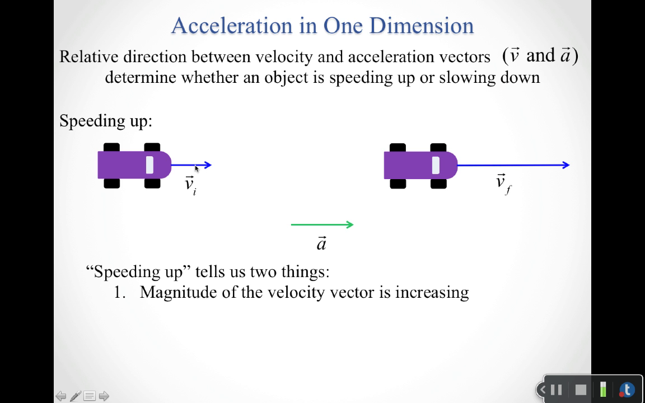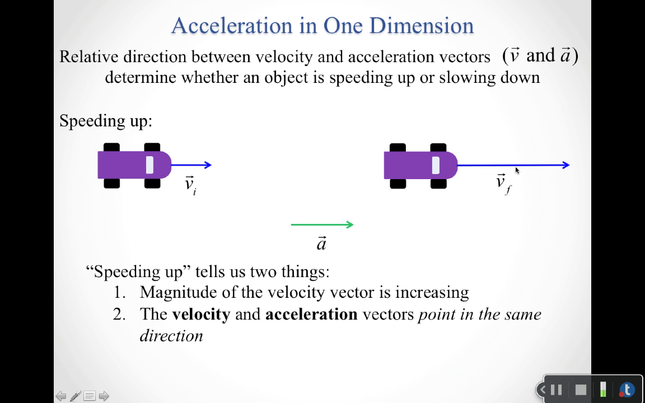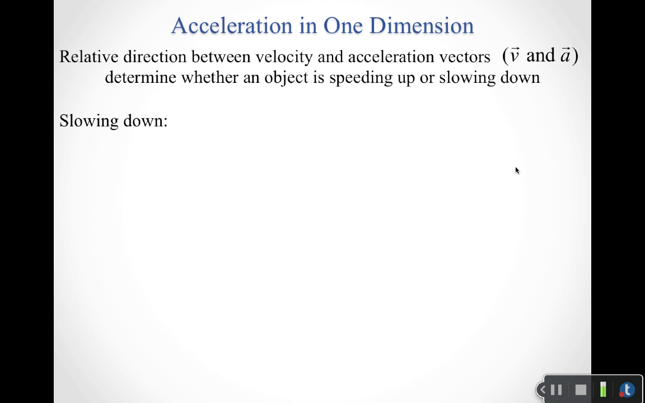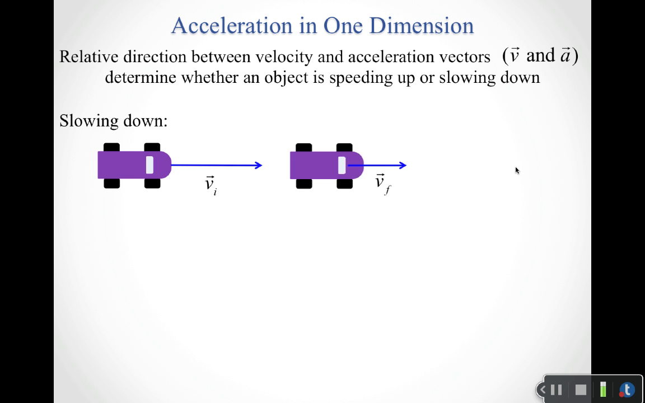One is that the magnitude of the velocity vector is increasing. You went from a lower speed to a higher speed. So the magnitude of the velocity vector at this instant, aka the speed, is less than what it is here. But the second thing that speeding up is trying to tell us is that the velocity and acceleration vectors point in the same direction. And again, that's important information to know.